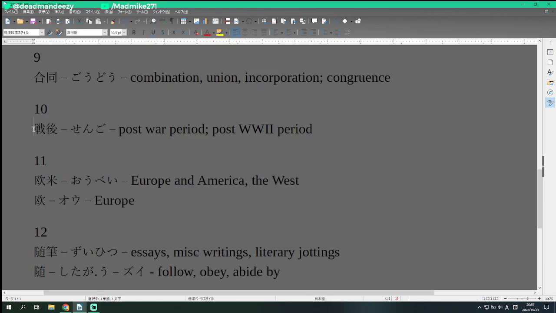If we see a new word but it's made of kanji we already know, we're just going to write it down 3 to 5 times and I'll go over the meanings of each kanji so that we can kind of cement how those two come together to make the new word.